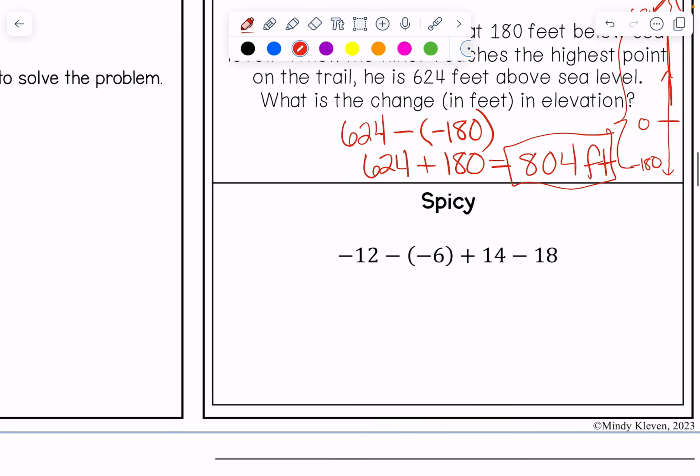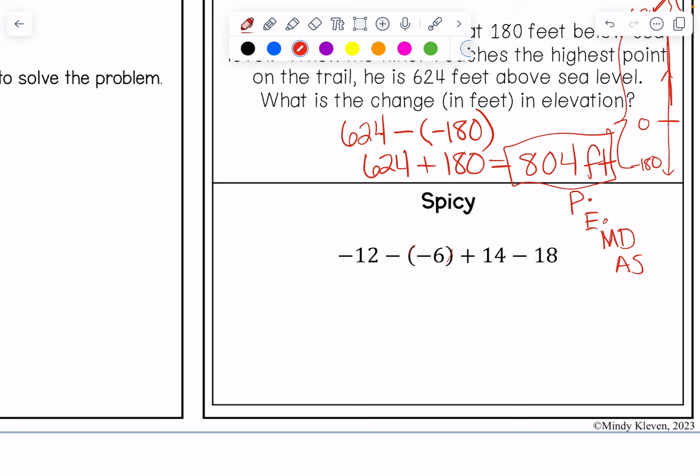All right, and then the spicy one, we have some subtraction and we have some addition, so we want to keep in mind the order of operations for this problem. So when you think about the order of operations, P is first, parentheses or grouping symbols. Now, one thing I want to point out is that this -6 is in parentheses, but there's nothing actually happening within the parentheses. The purpose of these parentheses is just to tell us that's a -6. So we have -12 minus -6 plus 14 minus 18. So -12 minus -6. Since there's nothing happening in the parentheses, we're good there.